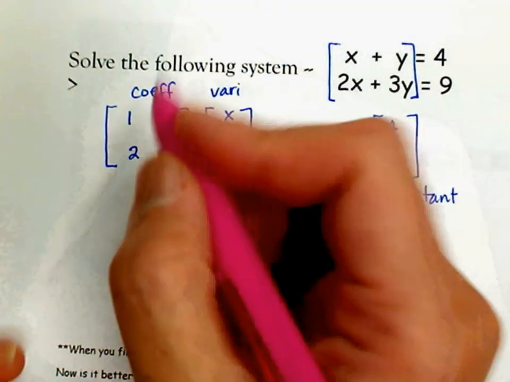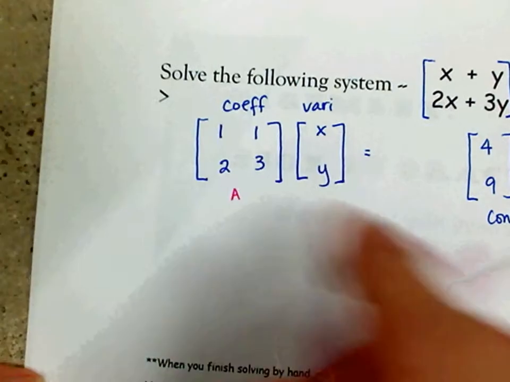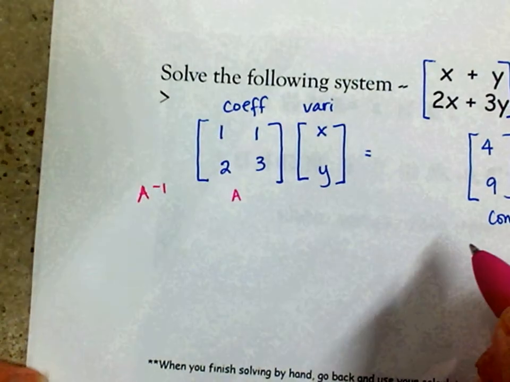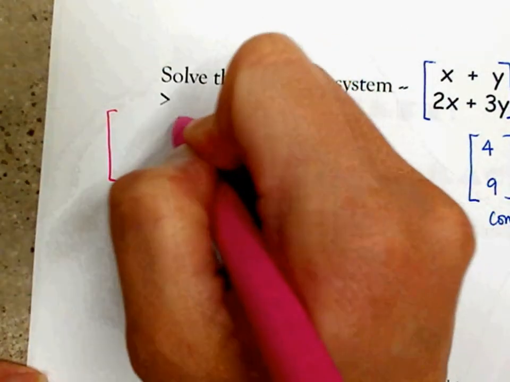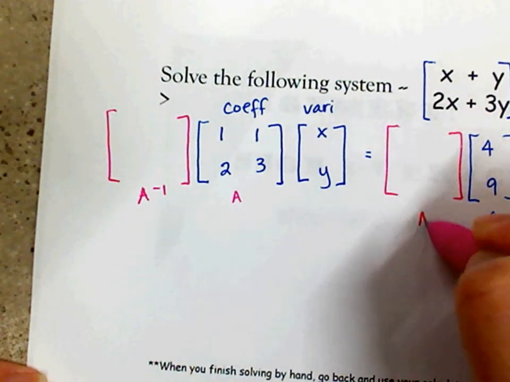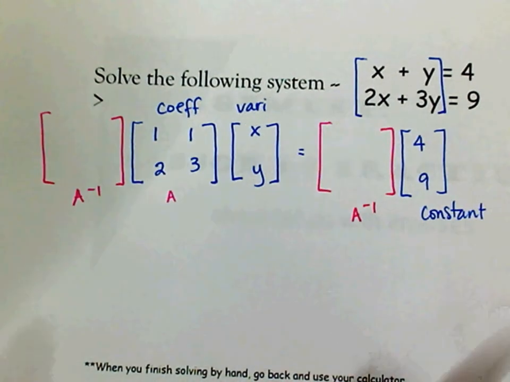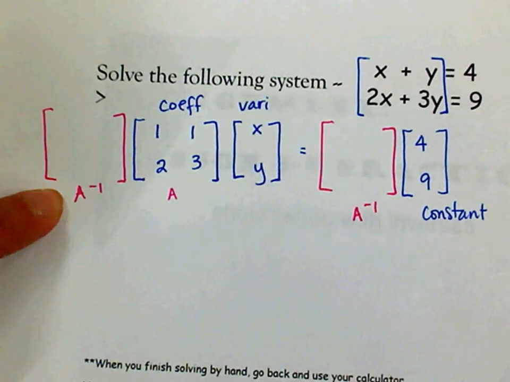We can call it A. To undo it, we have to take the inverse, right there. And what you do to one side, you do to the other side. Did you guys see that? Okay, so how do you find this inverse matrix? Well, let me show you.